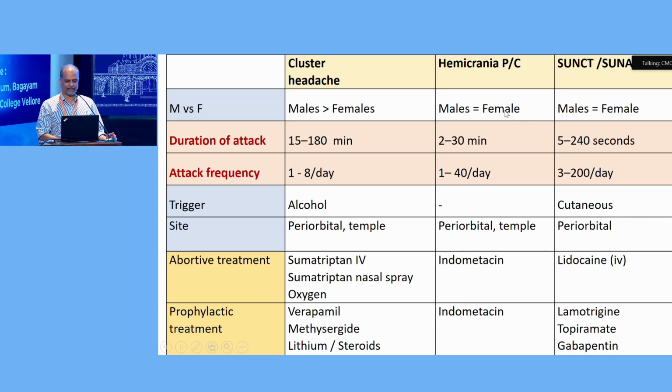Whereas in paroxysmal hemicrania or hemicrania continua, the main treatment here is indomethacin. And in these very short lasting unilateral headaches, the abortive treatment is IV lignocaine, and for prophylactic treatment you can give them anti-seizure medications like lamotrigine, topiramate or gabapentin. So this is very important to differentiate these not so common types of headaches.